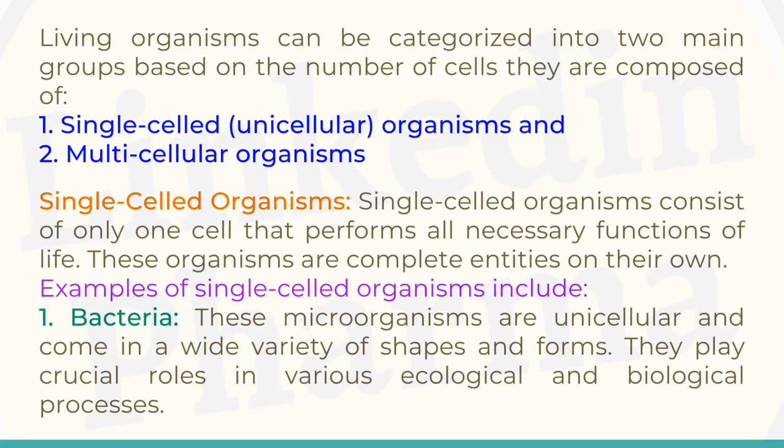Living organisms can be categorized into two main groups based on the number of cells they are composed of. 1. Single-celled, unicellular organisms and 2. Multicellular organisms. Single-celled organisms. Single-celled organisms consist of only one cell that performs all necessary functions of life. These organisms are complete entities on their own.